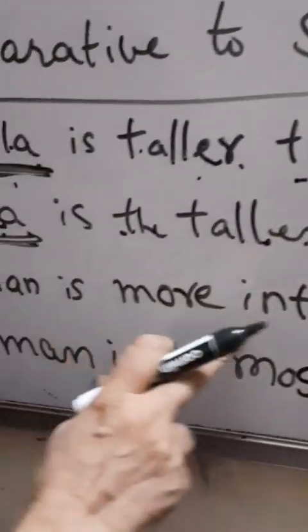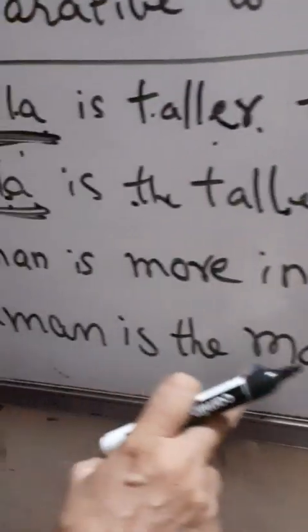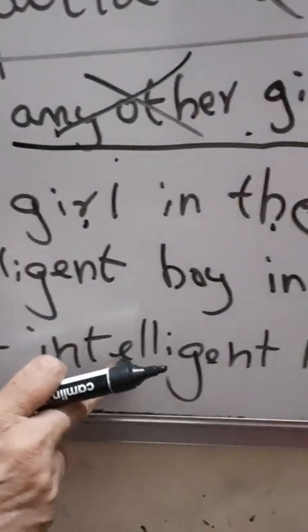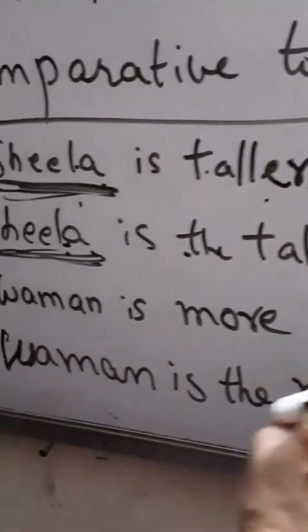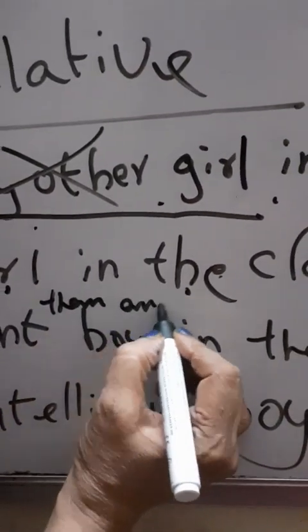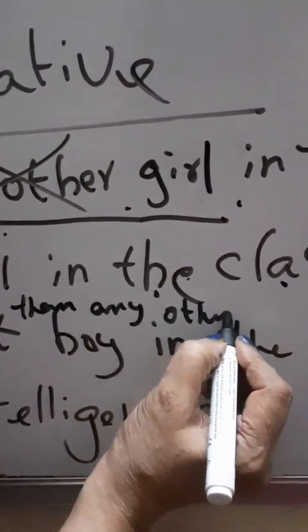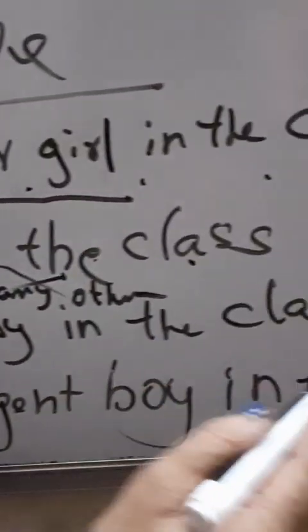Now see, Vaman is more intelligent than any other boy in the class. Vaman is the most intelligent boy in the class. Now, while writing here, you have to cut any other. Vaman is the most intelligent boy in the class.